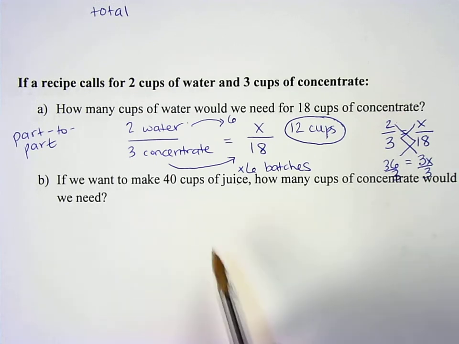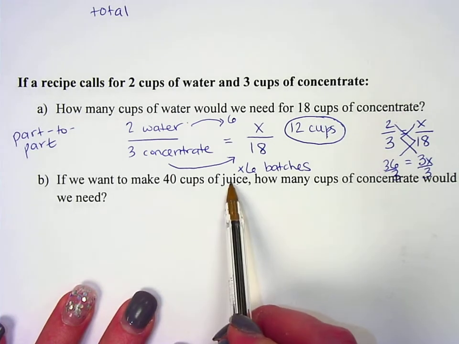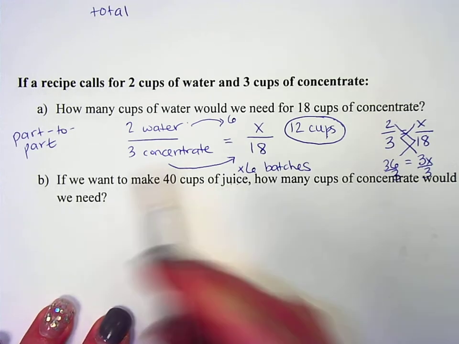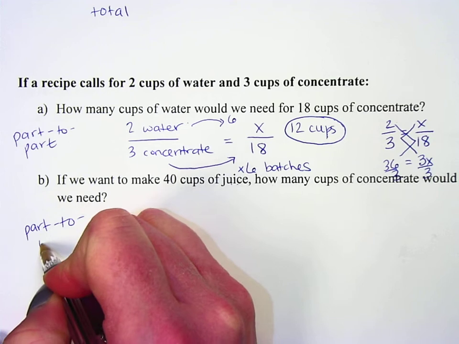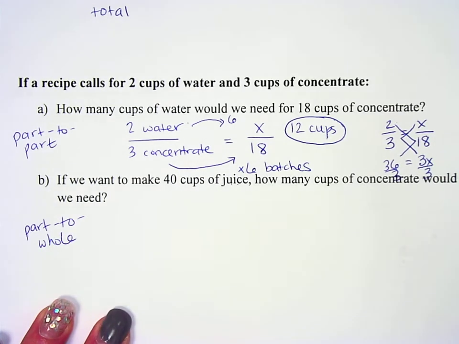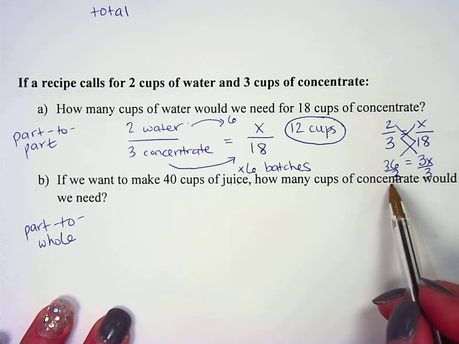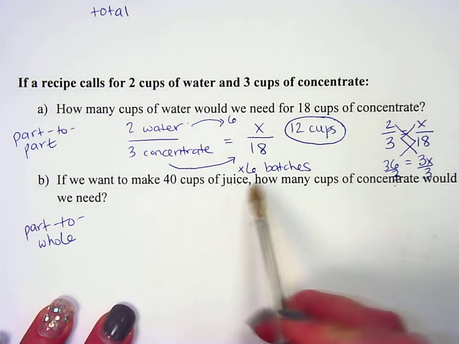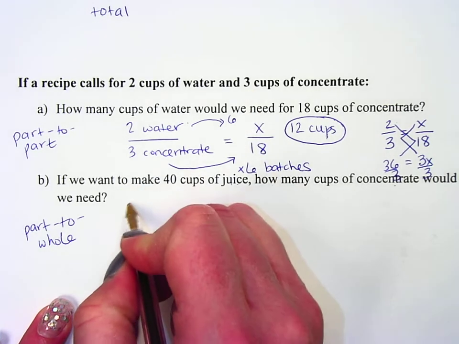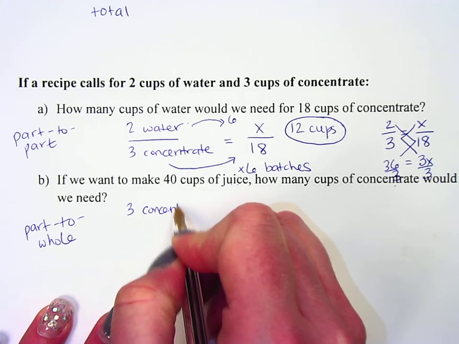This one's a little trickier. If we want to make 40 cups of juice, that juice is my total. So this time we need a new ratio. We need the part to whole. How many cups of concentrate would we need? I know I'm comparing concentrate to my total, that's my juice. For my original one, I had 3 cups of concentrate.